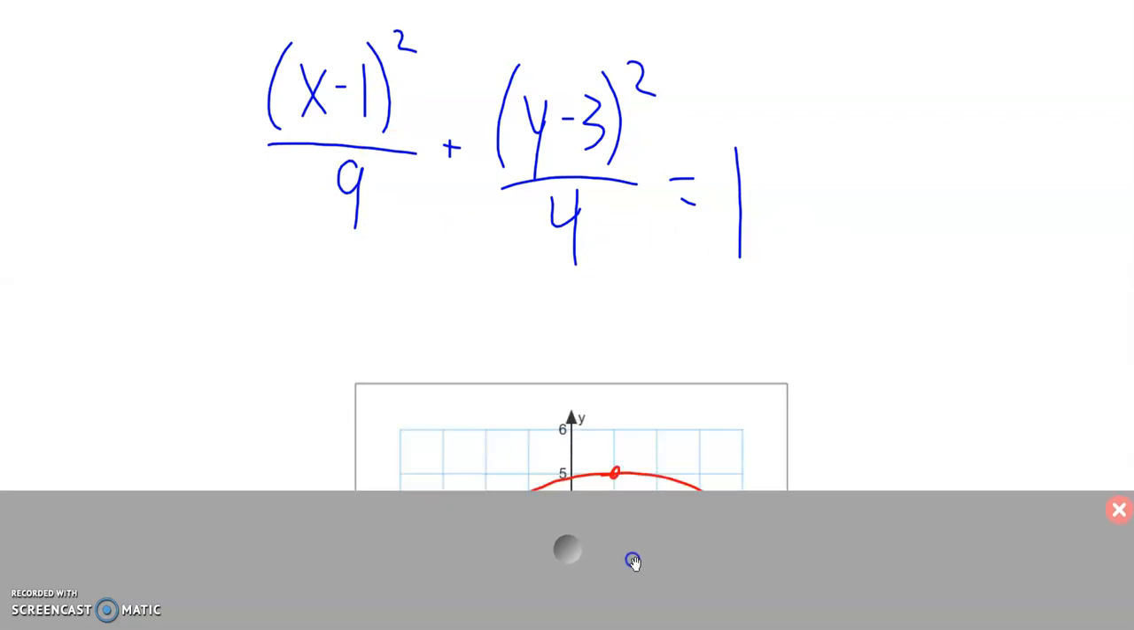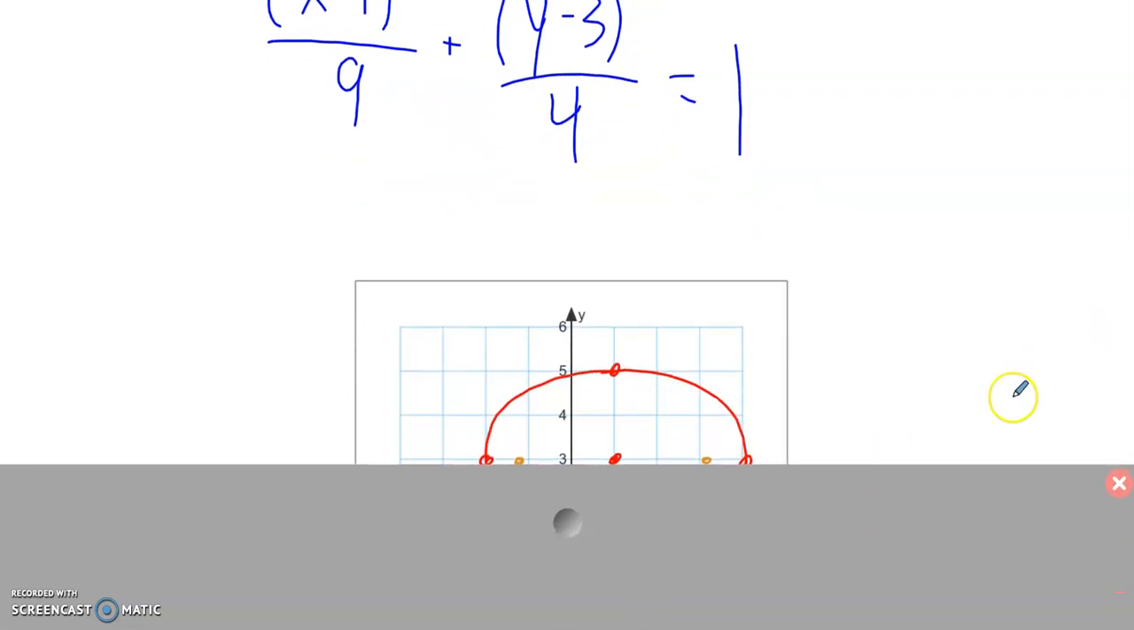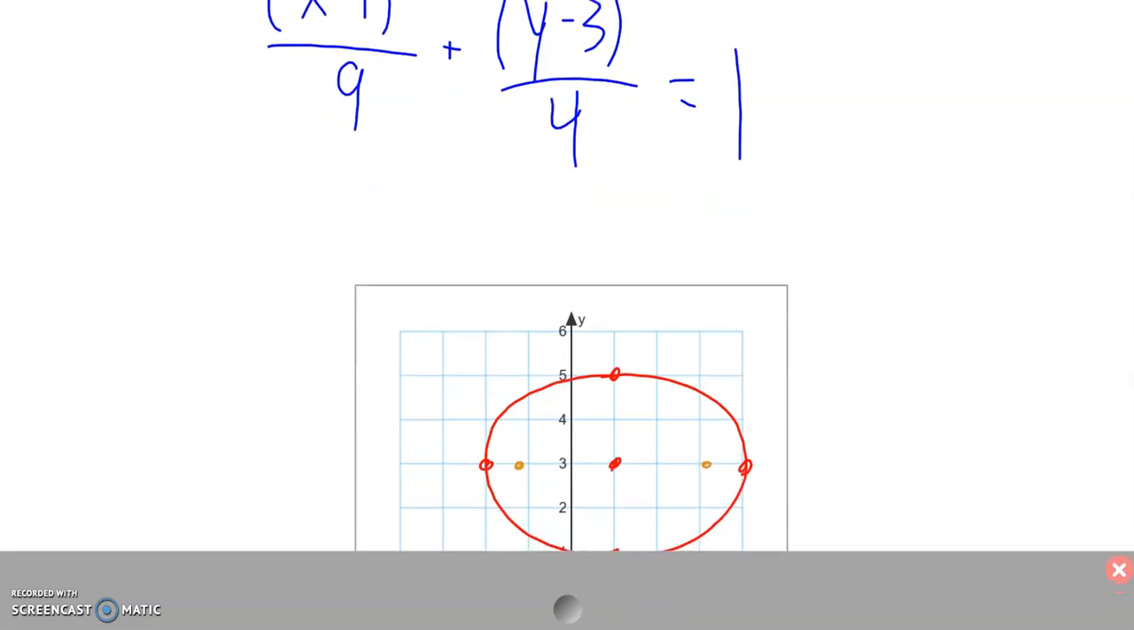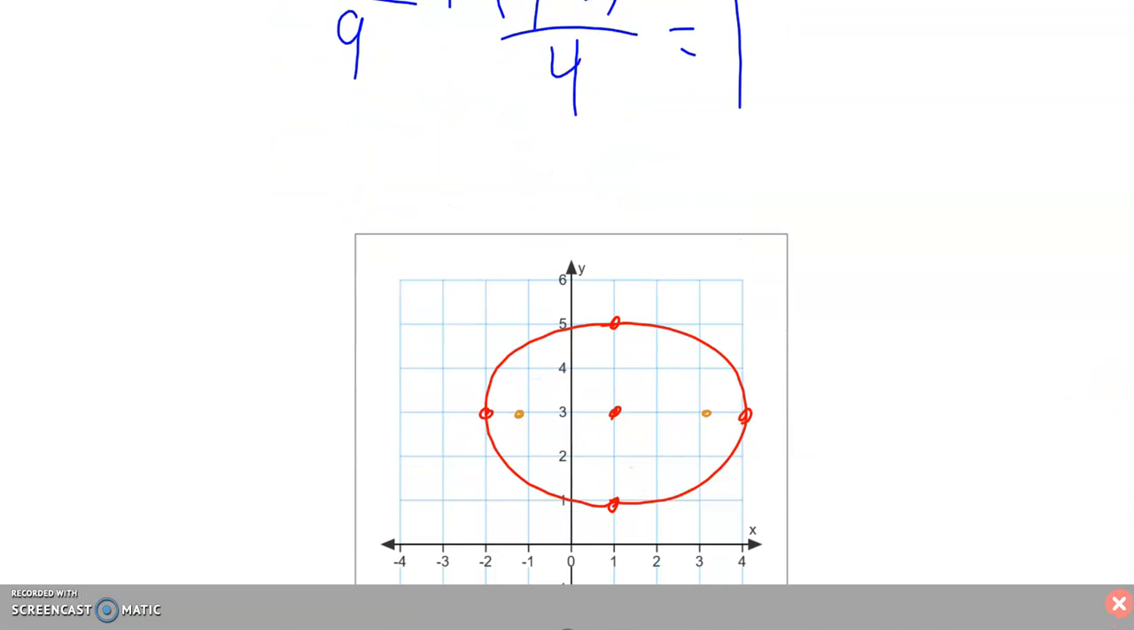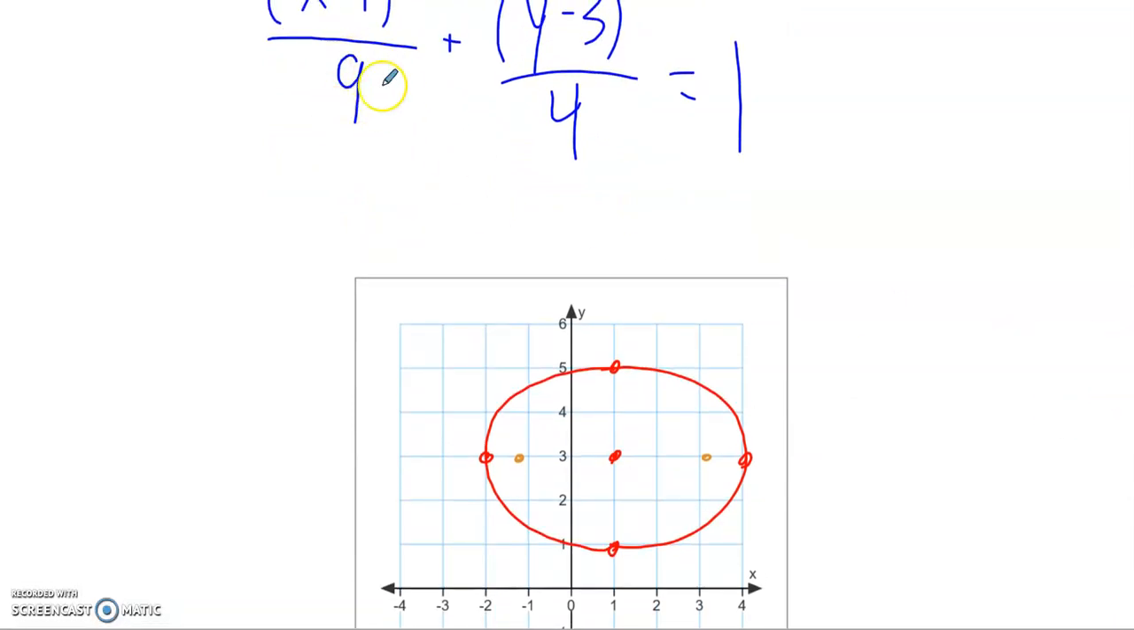Then I'm going to identify the center and the vertices and graph it. So the center, you can see, is at 1, 3. So I put the center at 1, 3. In the x direction, the square root of 9 is 3, so I move 1, 2, 3 units to the left and 3 units to the right. In the y direction, the square root of 4 is 2, so I move 2 units above and 2 units below. Then I draw an ellipse through those 4 points.